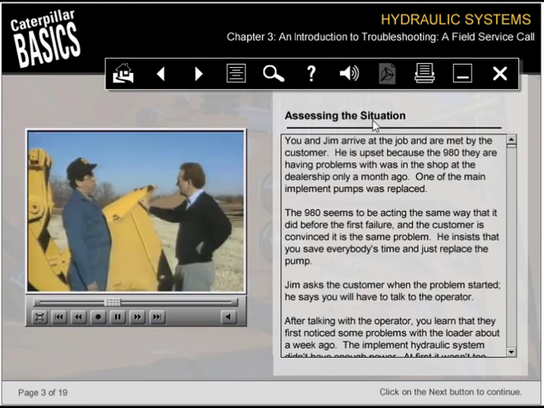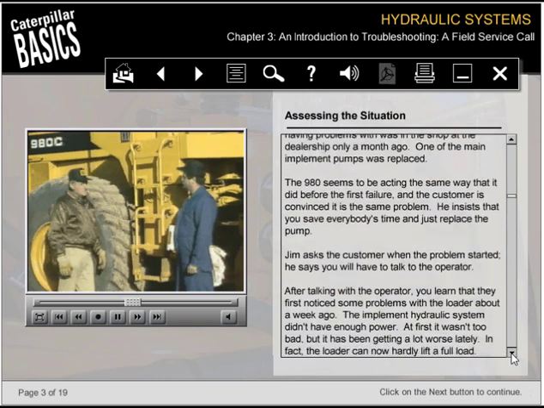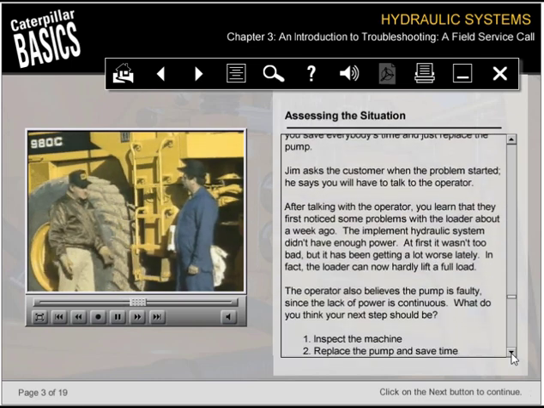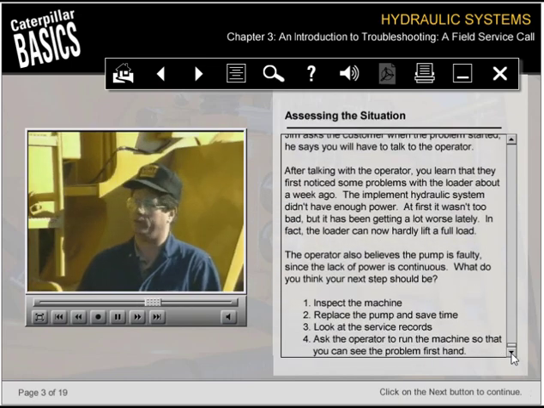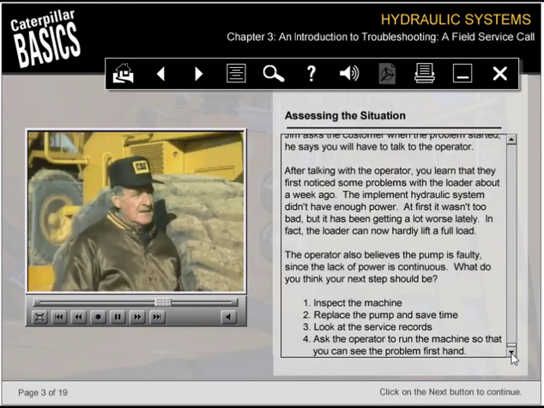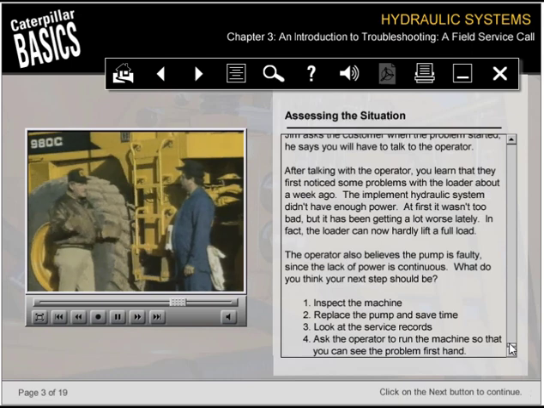Jim asks the customer when the problem started. He says you'll have to talk to the operator. After talking with the operator, you learn that they first noticed some problems with the loader about a week ago. The implement hydraulic system didn't have enough power. At first it wasn't too bad, but it's been getting a lot worse lately. In fact, the loader can now hardly lift a full load. The operator also believes the pump is faulty, since the lack of power is continuous.